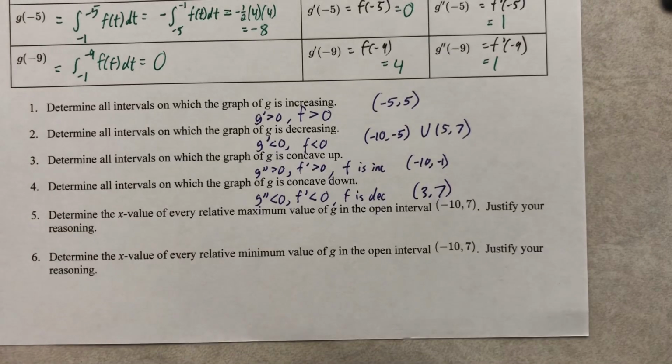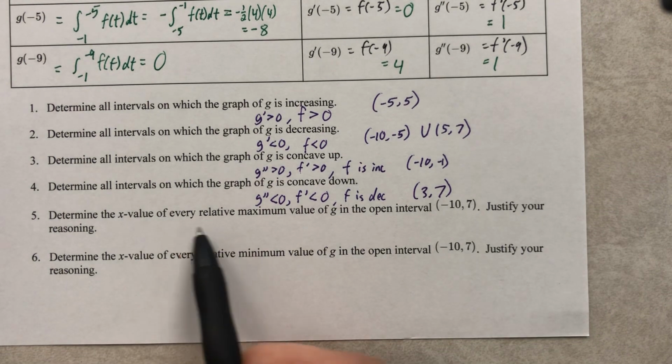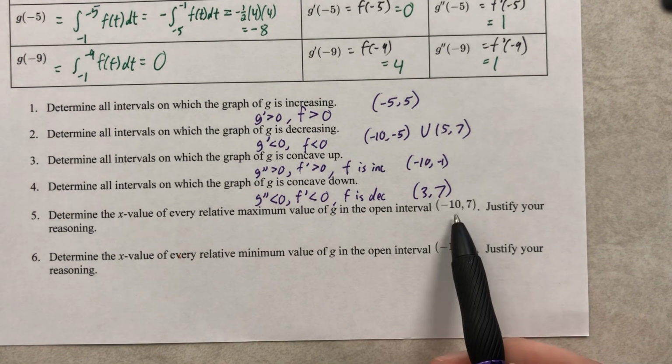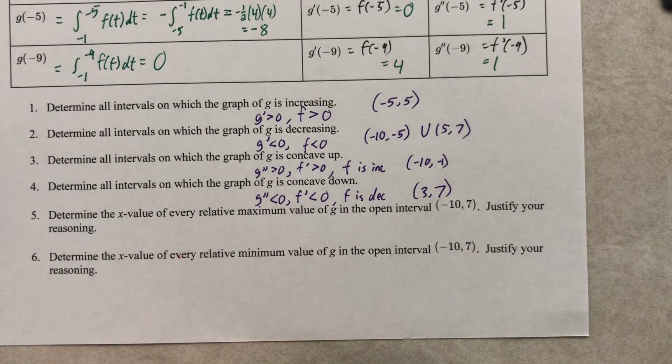And now we get to some tricky ones, okay? We have to justify our reasoning. Ooh, scary. Determine the x value of every relative maximum value of g in the open interval from -10 to 7. Justify your reasoning. Whoa, what?